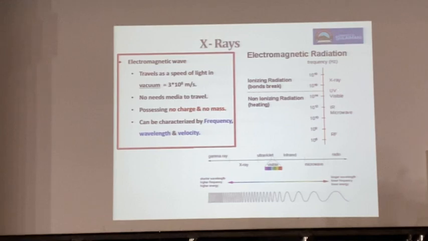You can see the X-ray here, along with ultraviolet, visible light, infrared, microwave, and radio frequency waves. This is the scale of electromagnetic radiation. Above the visible light, they are ionizing radiation, but below that, they are non-ionizing radiation: infrared, microwave, and radio frequency waves. These are classified according to frequency and wavelength.